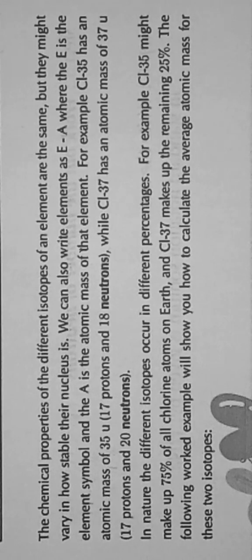In nature, the different isotopes occur in different percentages. For example, chlorine 35 might make up 75% of all chlorine atoms on Earth, and chlorine 37 makes up the remaining 25%. The following worked example will show you how to calculate the average atomic mass for these two isotopes.